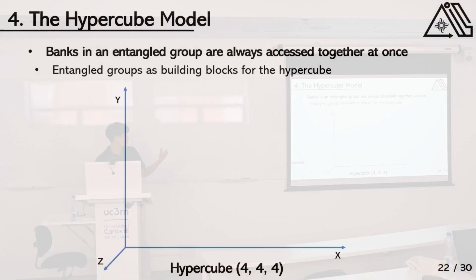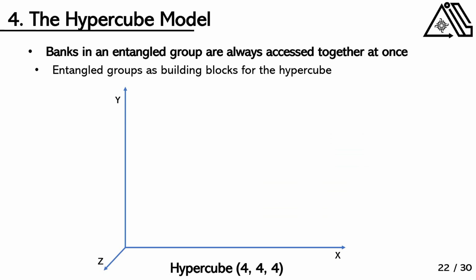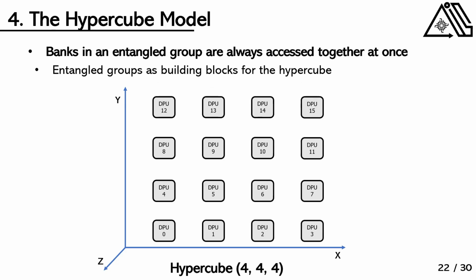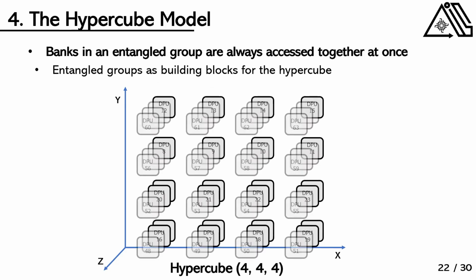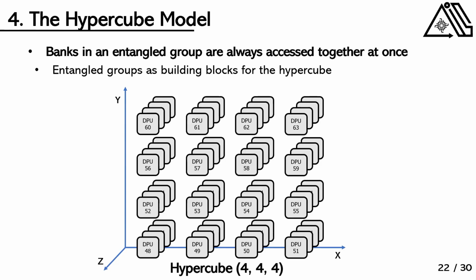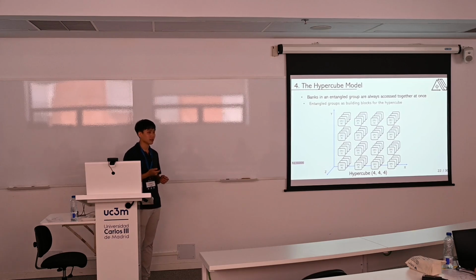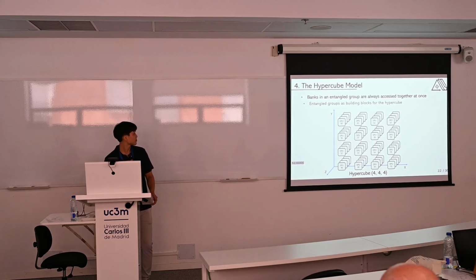So what we are going to do with the entangled groups is we are going to stack them starting from the x-axis and then work our way up in the order of x, y, and z-axis until the hypercube is completely filled. We chose this kind of mapping as it allows us to implement the hypercube in an efficient manner.